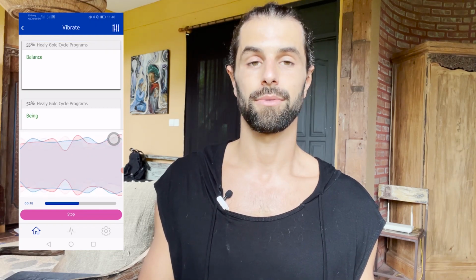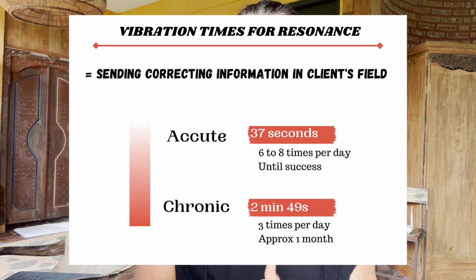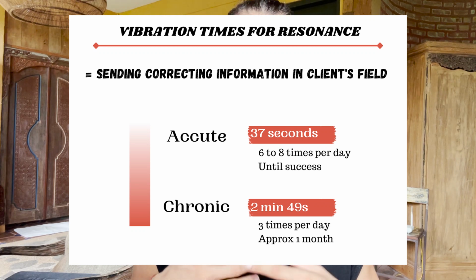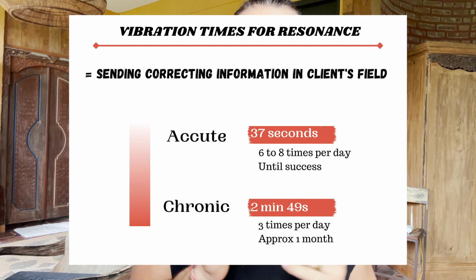Now, what are the recommendations regarding these vibrating times? We can see the recommendation from TimeWaver, as you can see on the screen now. For an acute problem, you're gonna have shots of 37 seconds, 6 to 8 times per day until you feel better. So acute, for example, a great headache, or feeling extremely sad these past few days, or just hurt your leg on the door or something. Then for a more chronic issue, meaning it's been some time that you're experiencing this problem, we're gonna use longer impulses, longer vibrations, 2 minutes 49, and send them fewer times, 3 times per day for about 1 month.